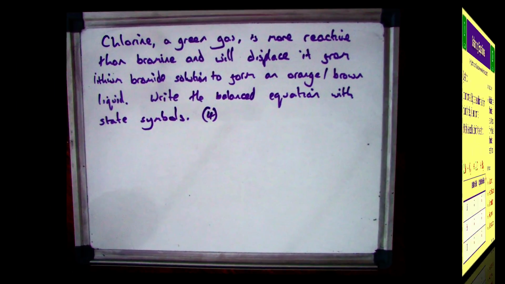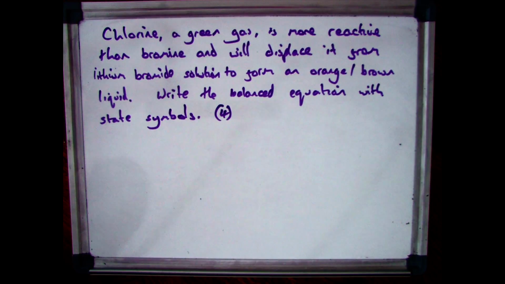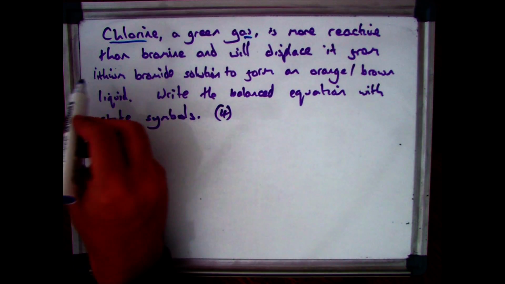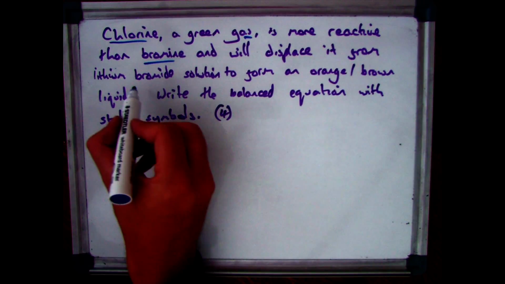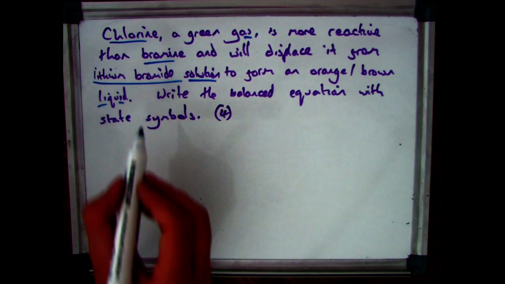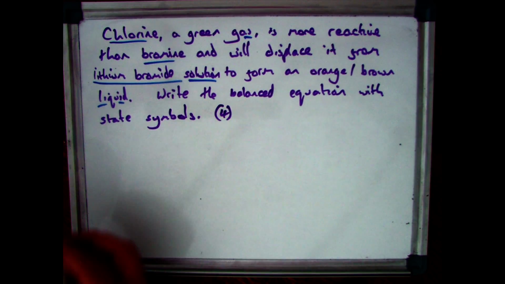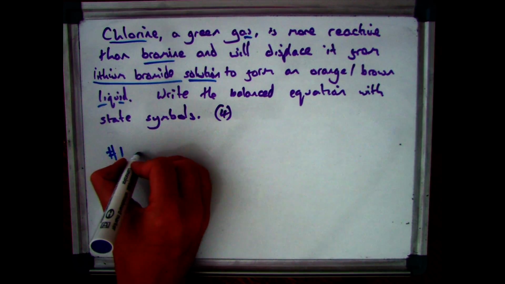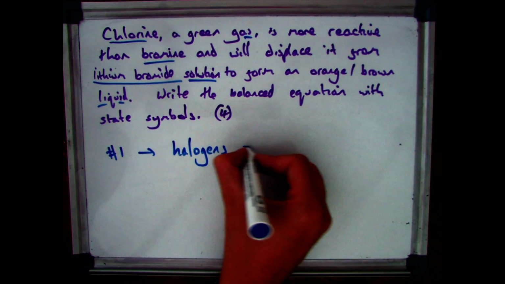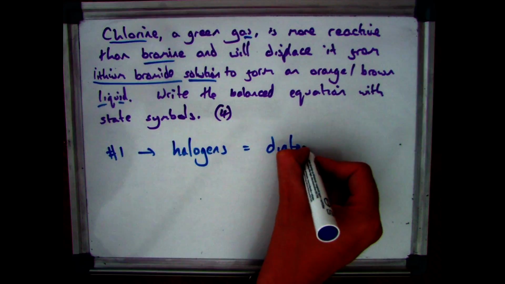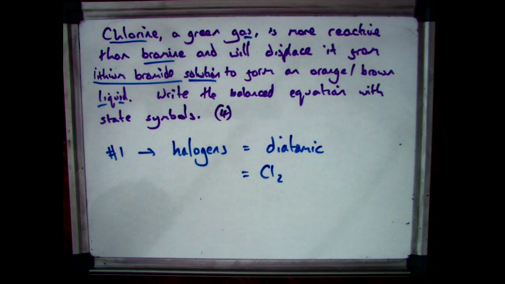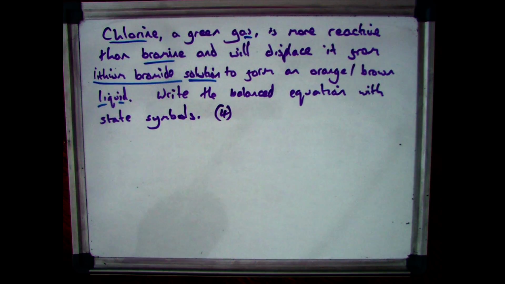Now that's all well and good if you're actually given the compounds and the formulas of them in the question. What happens if you had something like this that said chlorine, a green gas, is more reactive than bromine and will displace it from lithium bromide solution to form an orangey brown liquid. Write the balanced equation with state symbols. If you get something like this, you've got to go into a bit more detail in how you figure it out. So remember that first rule, that the halogens are diatomic. That's the key bit that you need to remember before you can do anything else. So chlorine is Cl2 and bromine is Br2.